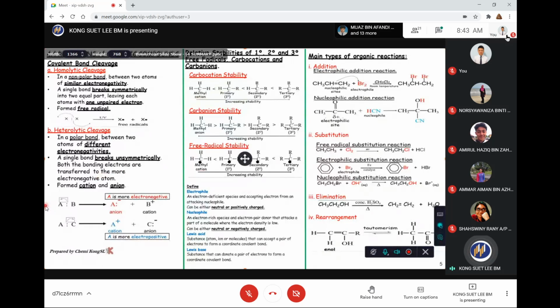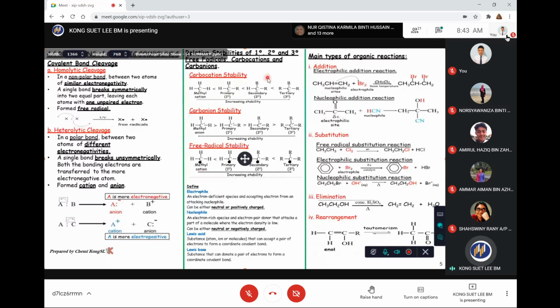Okay, so for example, if A is more electronegative, the electron will transfer to A, so A will become the anion, and then B automatically will become the cation. If C is more electronegative, C will become the anion and A will become the cation. Okay, so that's all for homolytic and heterolytic cleavage. So we have answered question number 11 already.